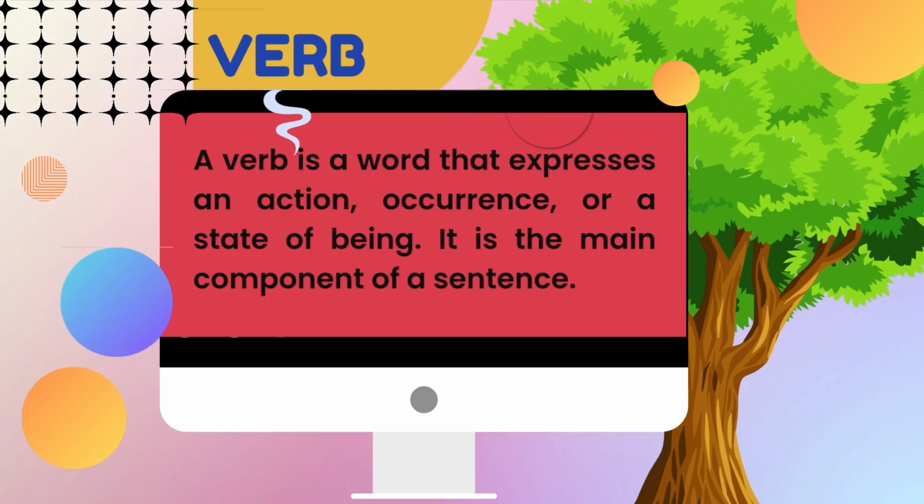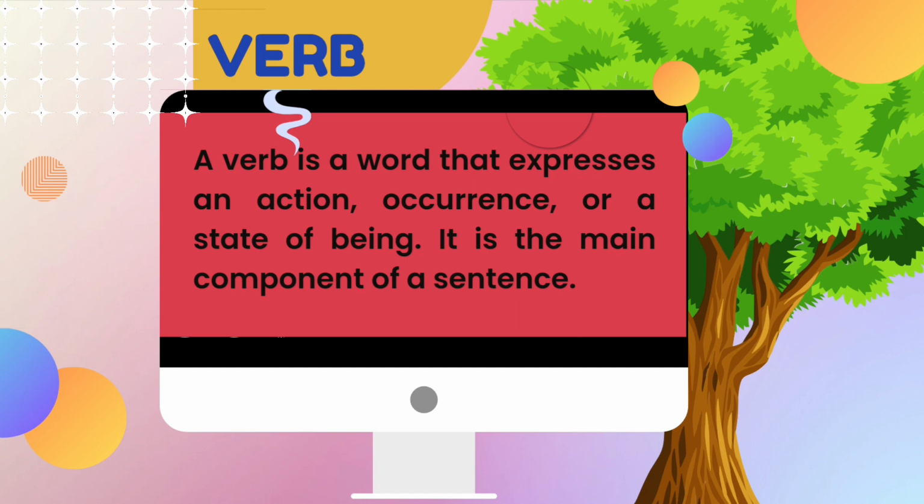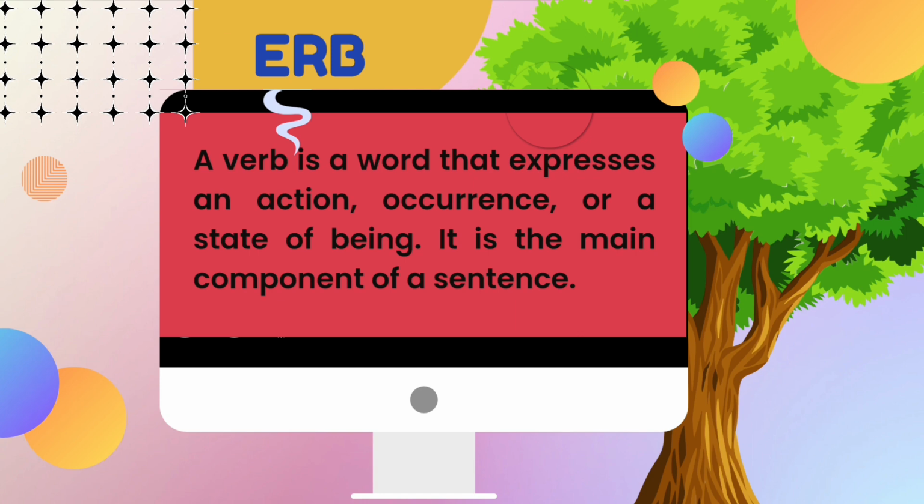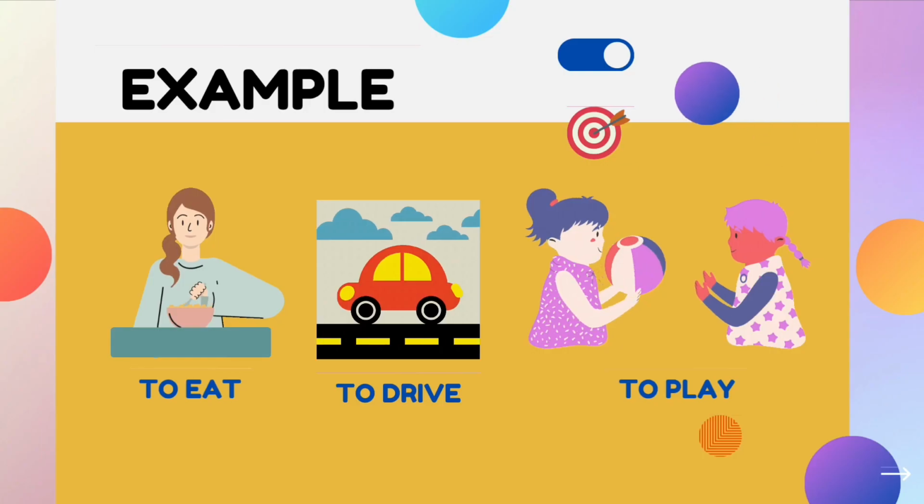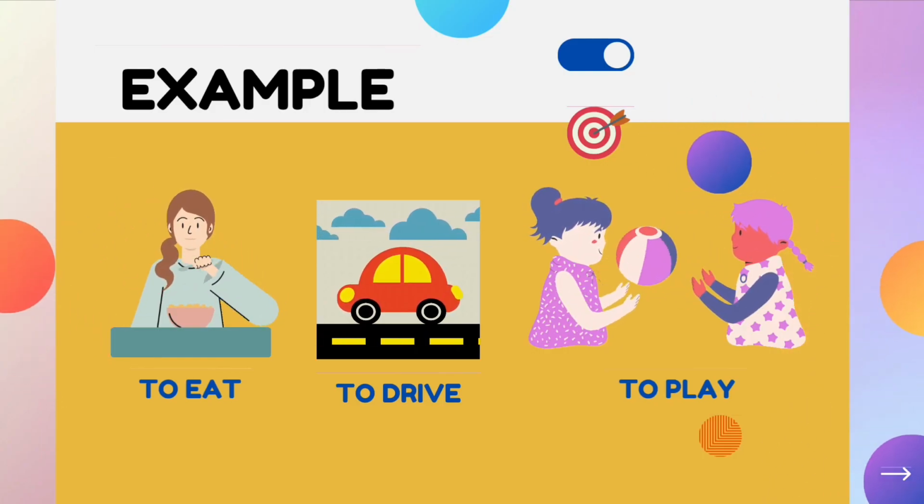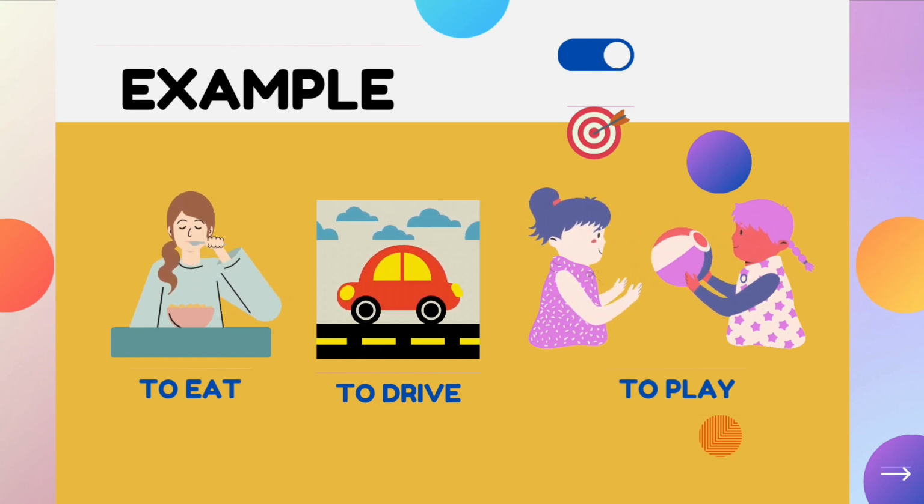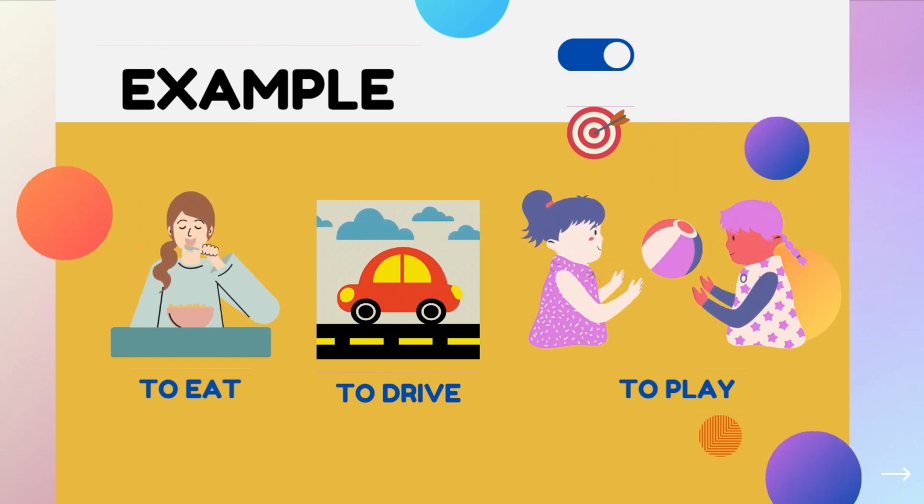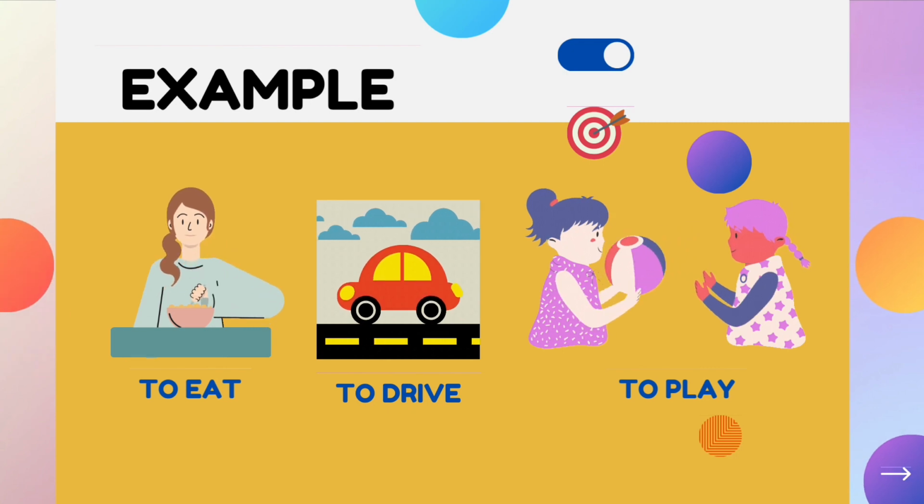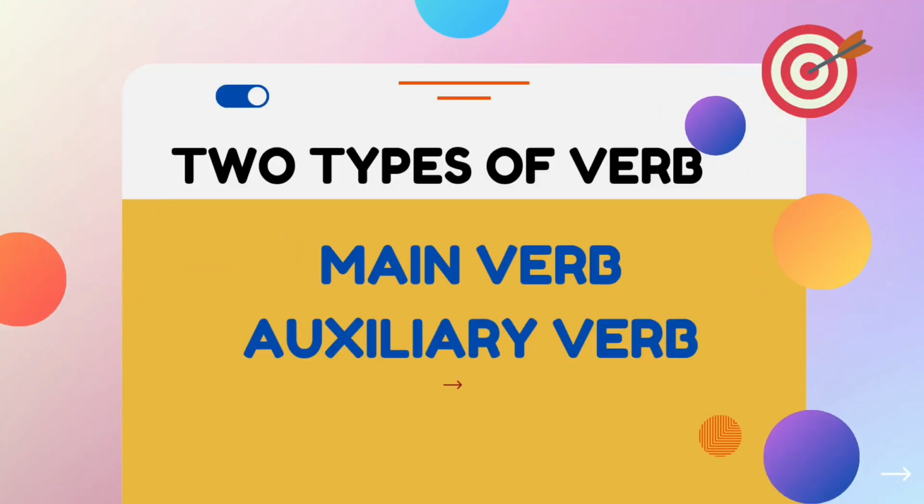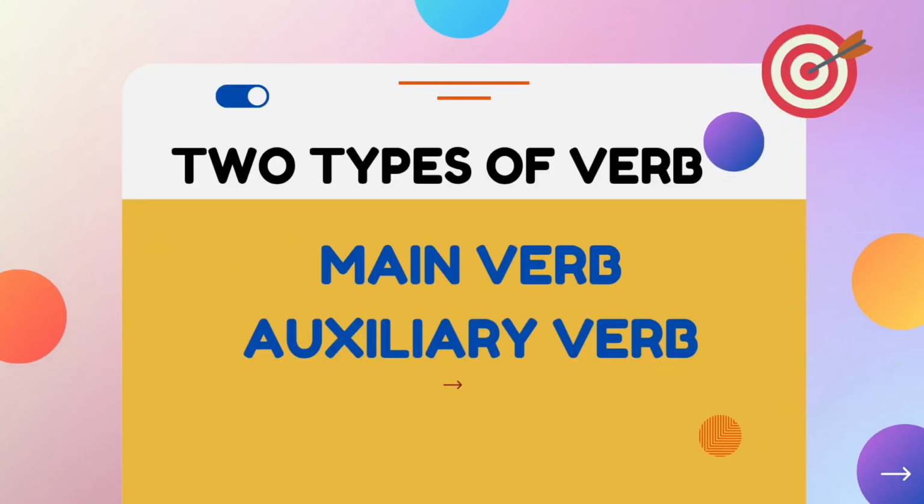Verb. A verb is a word that expresses an action, occurrence, or state of being. It is the main component of a sentence. Without a verb, there is no sentence. For example, to eat, to drive, to play. These are all actions and these are verbs. There are two types of verb: main verb and auxiliary verb.